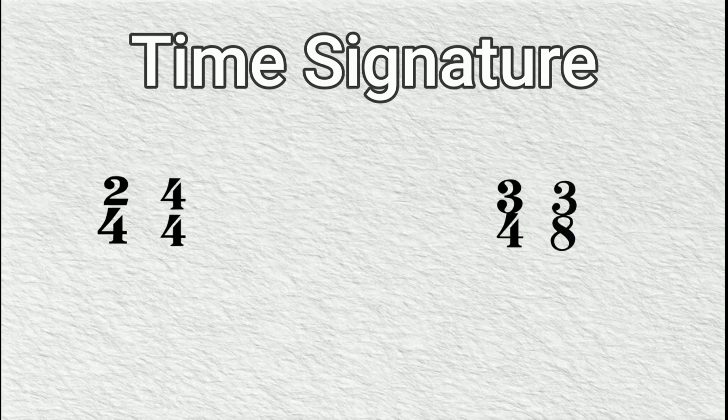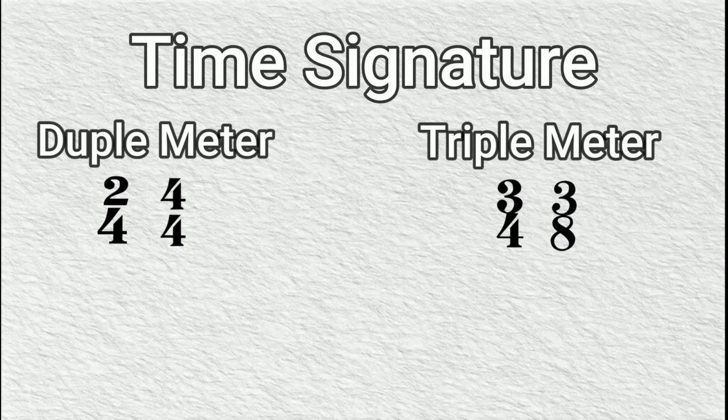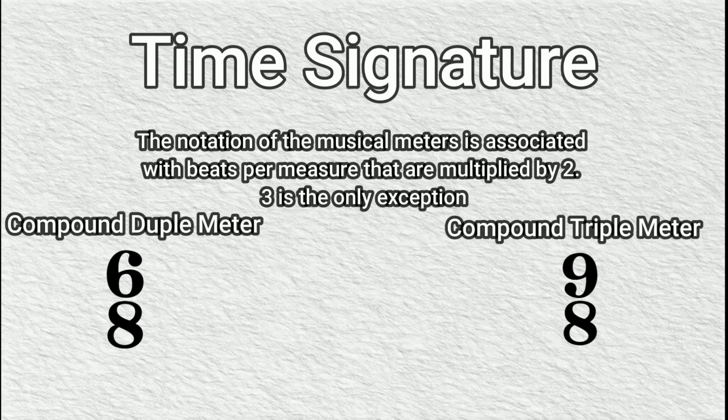The bar that consists of 2, 4, or 8 beats per measure is called duple meter. 3 beats per measure also exists and is called triple meter. While the musical meters are associated with beats per measure that are multiples of 2, 3 is the only exception. That leads to using 6/8 or 6/4 time signatures, and they're called compound duple meters. Also, 9/8 or 9/4 became a thing, and they're called compound triple meter.